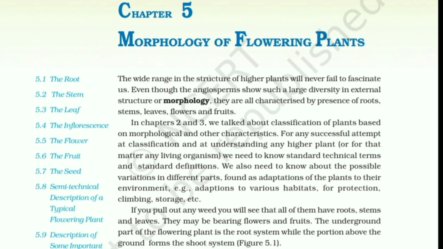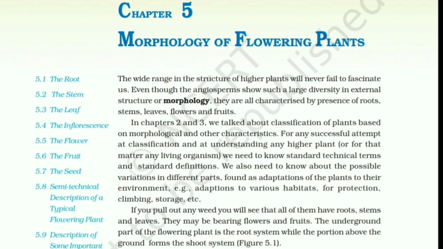In chapters 2 and 3, we talked about classification of plants based on morphological and other characteristics. For any successful attempt at classification and at understanding any higher plant, or for that matter any living organism, we need to know standard technical terms and standard definitions. We also need to know about the possible variations in different parts, found as adaptations of the plants to their environment, e.g., adaptations to various habitats, for protection, climbing, storage, etc.